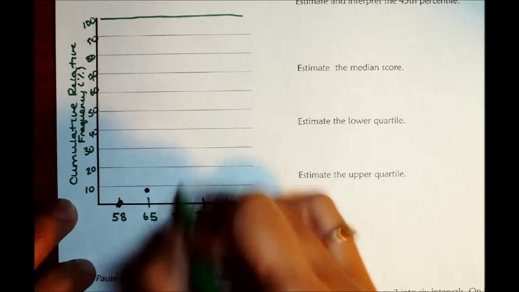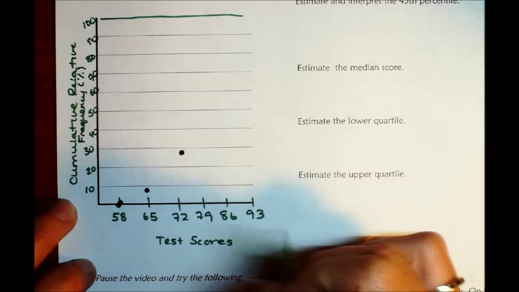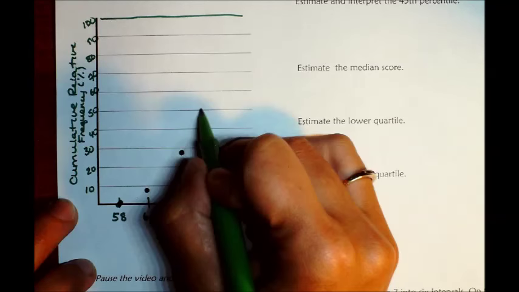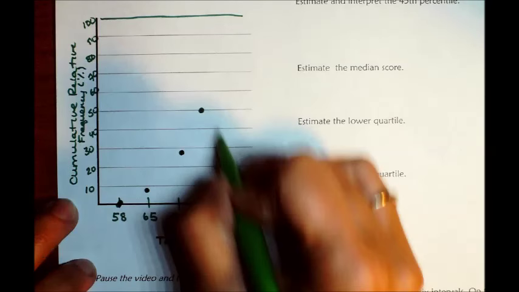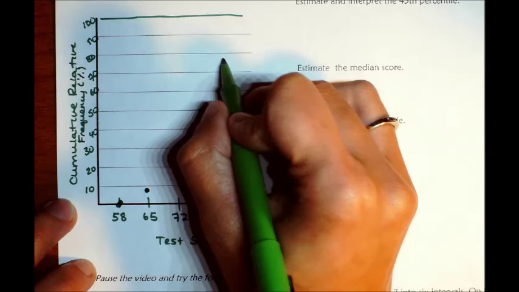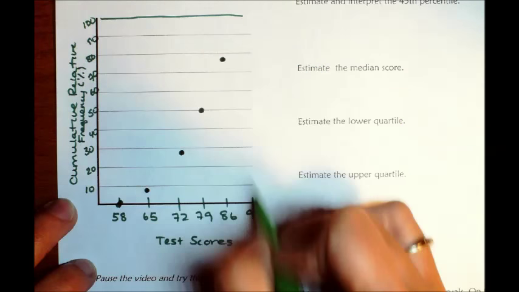Then the next interval, we had up to 50%. Then we went up to 76.92%. And finally, 93 reaches 100%. So our graph looks like this.